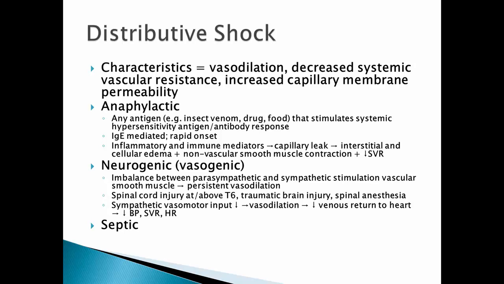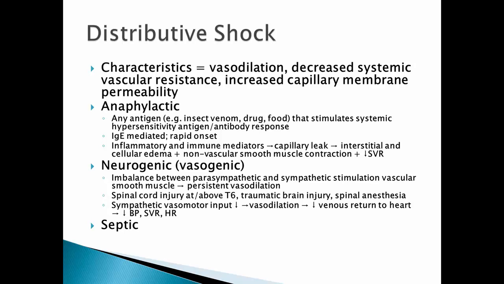In neurogenic or vasogenic shock, we have an imbalance between the parasympathetic and the sympathetic stimulation of the vascular smooth muscle. Now, because of this, then, there is going to be persistent vasodilation in the arterioles. The most common place you'll see this is in a spinal cord injury at or above the T6 or the 6th thoracic vertebrae level, a traumatic brain injury, or even in spinal anesthesia, although that's probably of the three the most common.